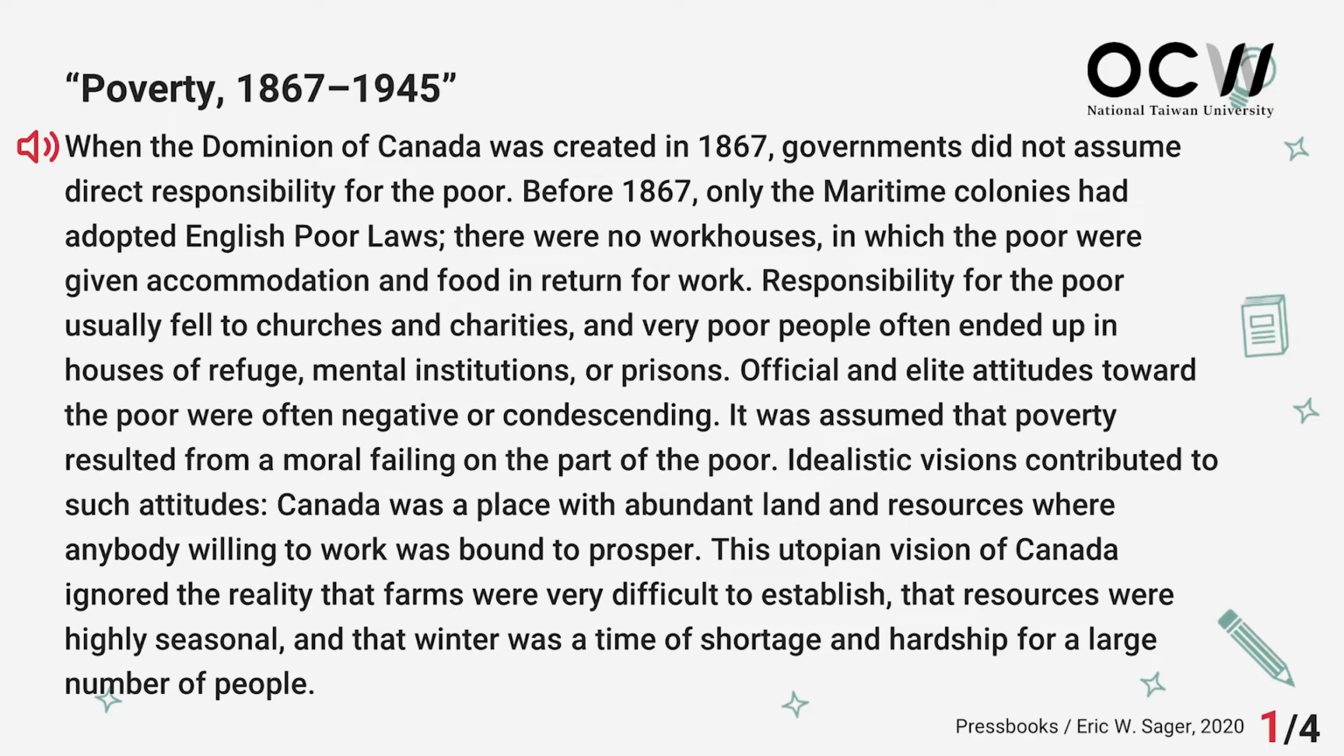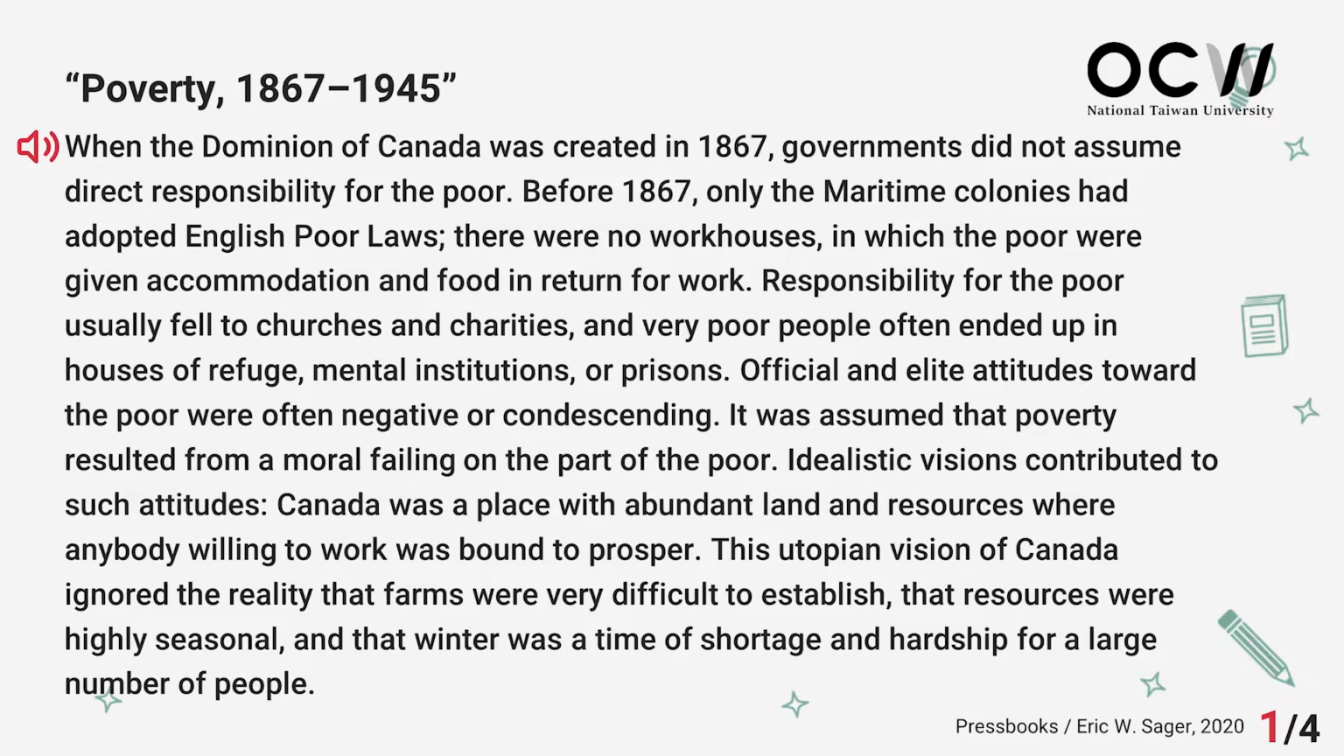Poverty, 1867 to 1945. When the Dominion of Canada was created in 1867, governments did not assume the direct responsibilities for the poor. Before 1867, only the maritime colonies had adopted English poor laws. There were no workhouses in which the poor were given accommodation and food in return for work. Responsibility for the poor usually fell to churches and charities, and very poor people often ended up in houses of refuge, mental institutions, or prisons.